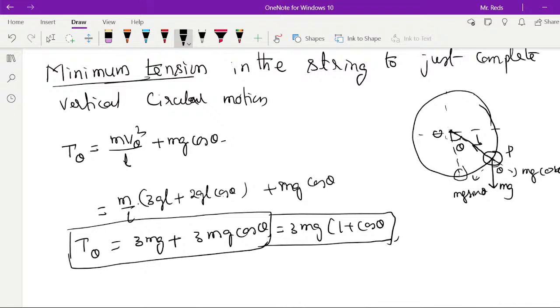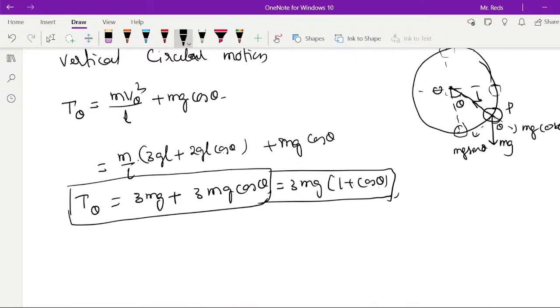So at this point, if you want theta equal to 0, cos 0 is 1. So 2 into 3, 6 mg will be the tension here. At topmost point, theta is 180, cos 180 is minus 1. Tension will be 0. 1 minus 1 is 0. At this point, 90, cos 90 is 0. So 3 mg will be the tension. So like this you can find the expressions for tension at different positions also.